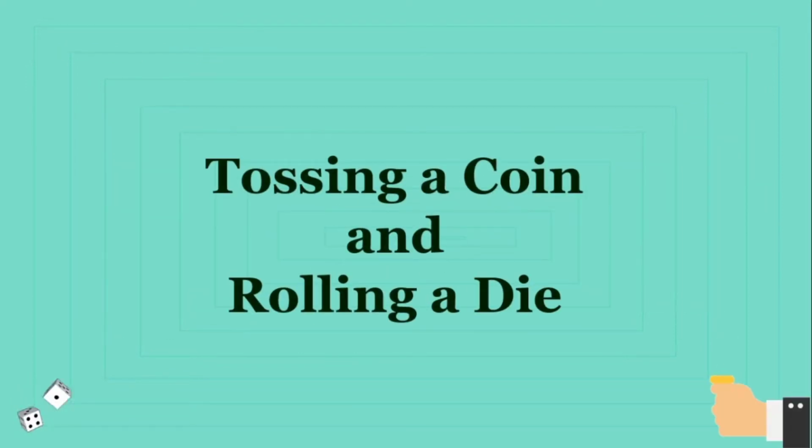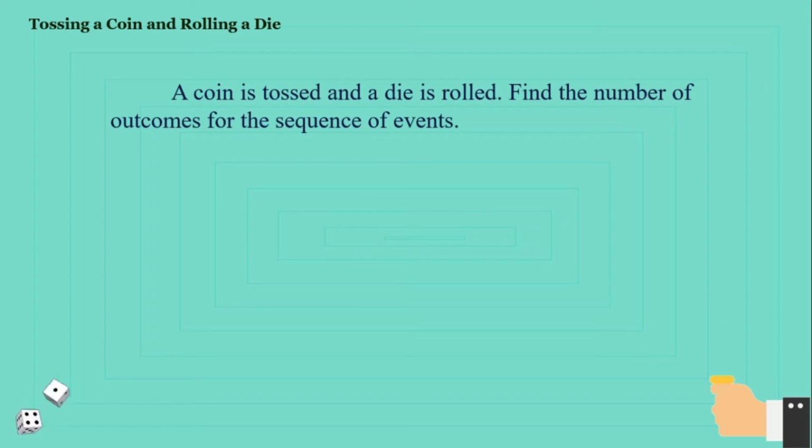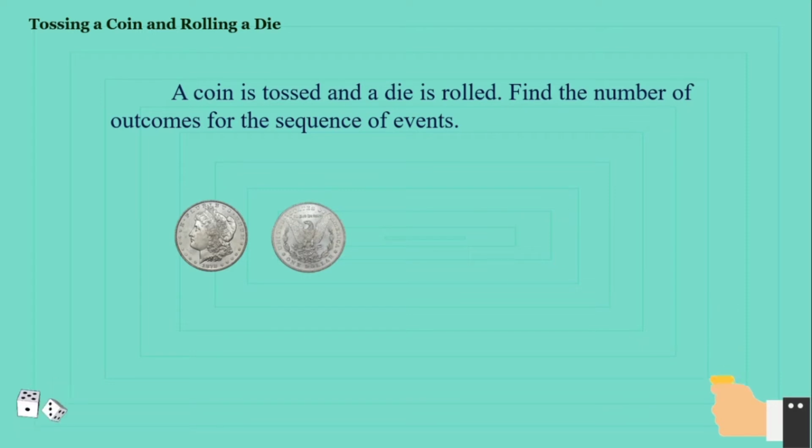So we have here an example to elaborate the fundamental counting rule much better. Tossing a coin and rolling a die. A coin is tossed and a die is rolled. Find the number of outcomes for the sequence of events. We know that when we toss a coin, it's either heads up or tails up. And we also know that a die can land with one of the 6 numbers showing face up.